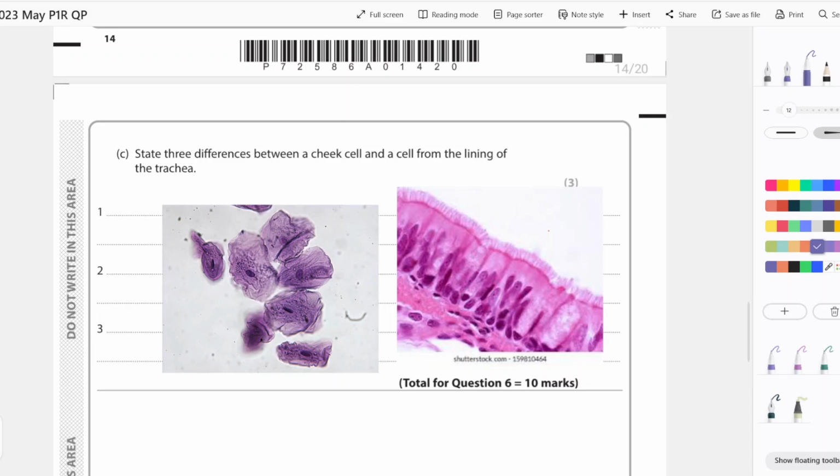Right, the second difference is that the nucleus of the cheek cells is located in the center of the cell, whereas here you can see that the nucleus is located near the bottom of the cell, right on one side. The third difference is the cilia. On the cheek cells, you don't have any cilia present, but here in the trachea, you can see that there is cilia, and the purpose of cilia is to brush away the mucus.